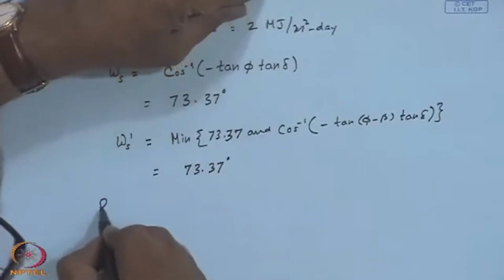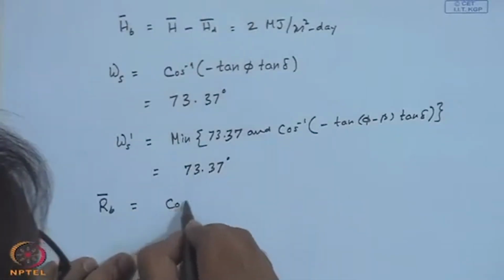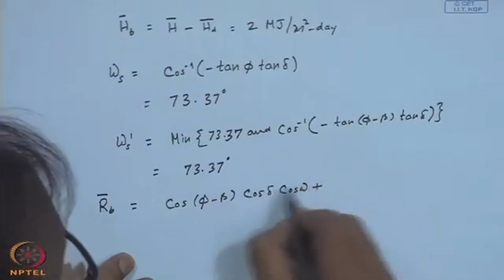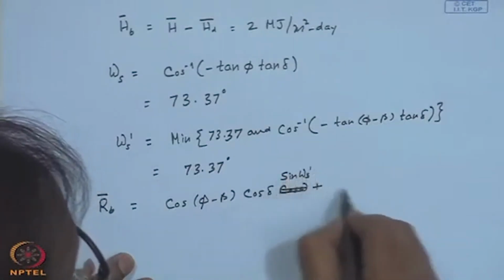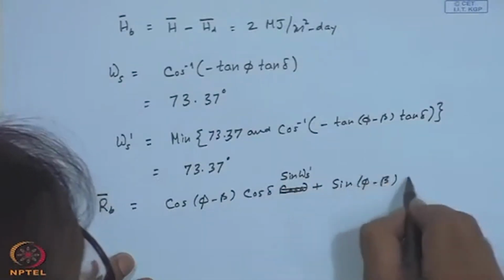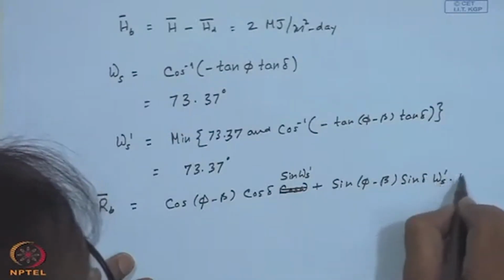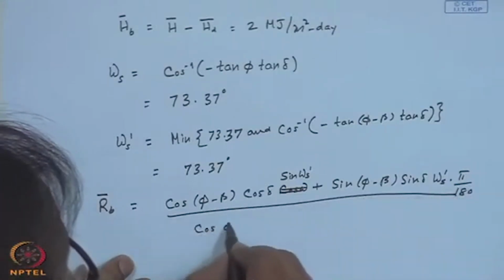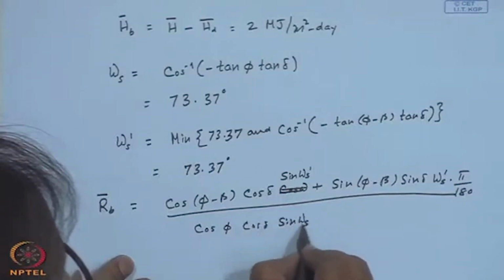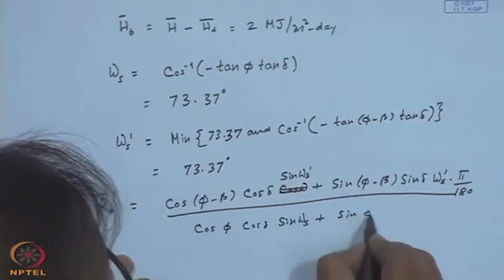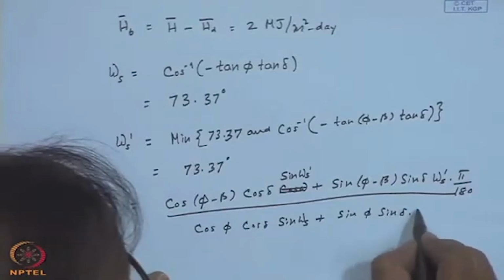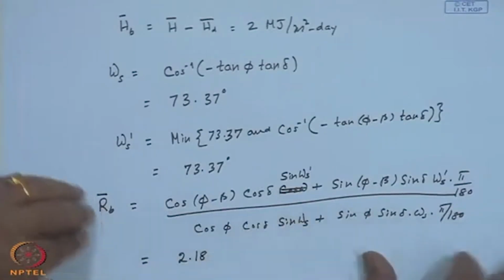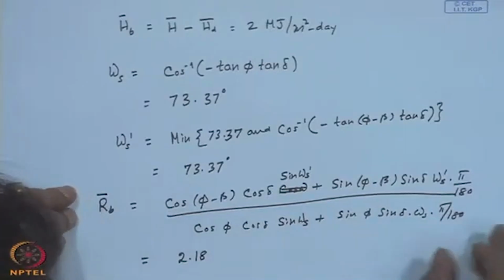So, now the tilt factor for beam radiation R_b bar is the familiar formula: cos(phi minus beta) cos delta sin omega_s dashed plus (omega_s dashed into pi by 180) sin(phi minus beta) sin delta, upon cos theta_z, that is the zenith angle: cos phi cos delta sin omega_s plus sin phi sin delta into omega_s into pi by 180, which turns out to be 2.18. So, R_b bar for this situation is 2.18.